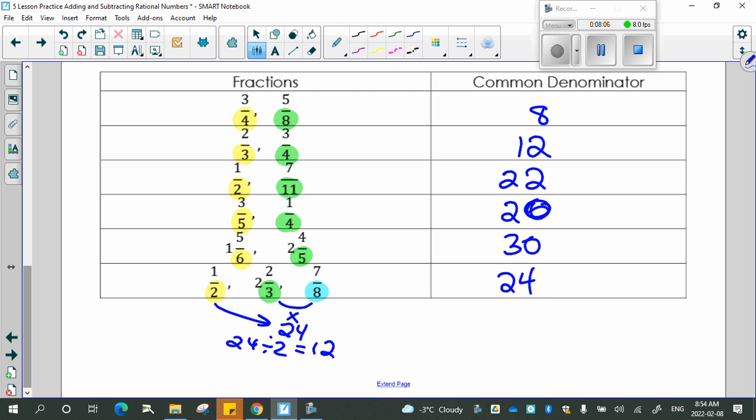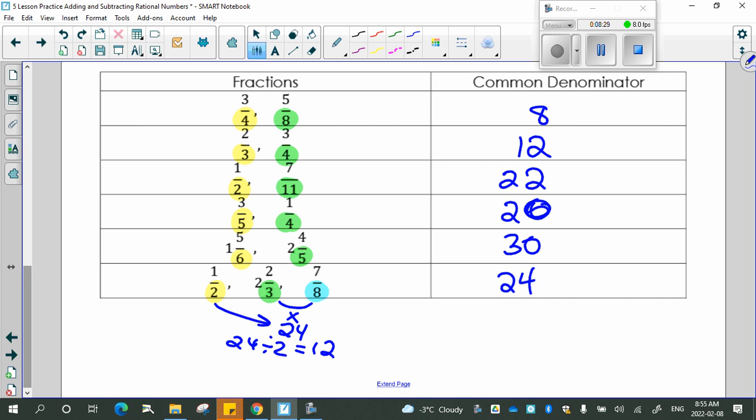If you did 2 times 3 times 8, you'd get 48, which is also a common denominator. It's not the smallest. All that would mean, though, is that you'd have more reducing to do at the end, which is fine, okay? So if you're stuck, you can always multiply the denominators together and you will get a common denominator. It may not be the smallest, but you'll get one, and it will work, okay?